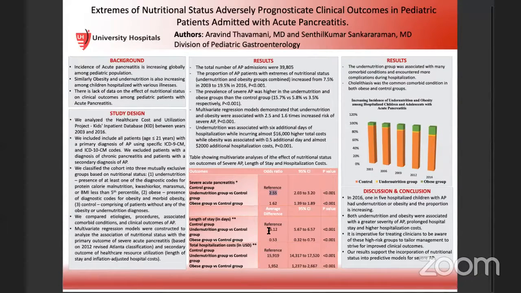Similarly, nutritional status itself is an independent predictor of prolonged hospital stay, by 6 days in the undernutrition group and by 0.5 days in the obese group. The undernutrition group also contributed close to 16,000 additional US dollars in hospitalization charges, and the obese group contributed close to 2,000 additional dollars. As you can see from our study, both undernutrition and obesity adversely prognosticate the clinical outcomes in pediatric patients with pancreatitis. Our results support the incorporation of nutritional status into the predictive modeling of severe AP in future studies. Thank you.